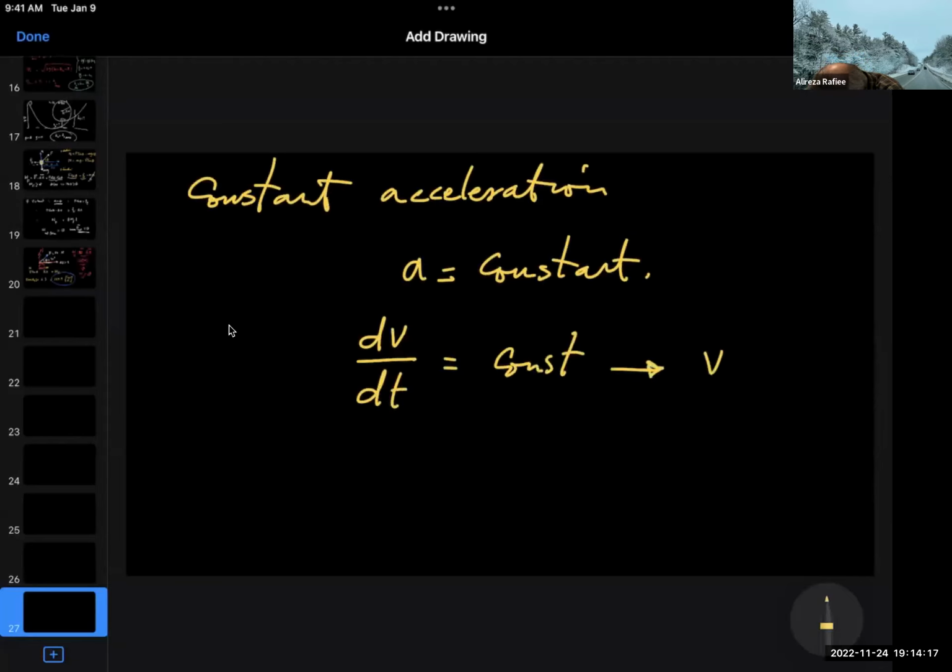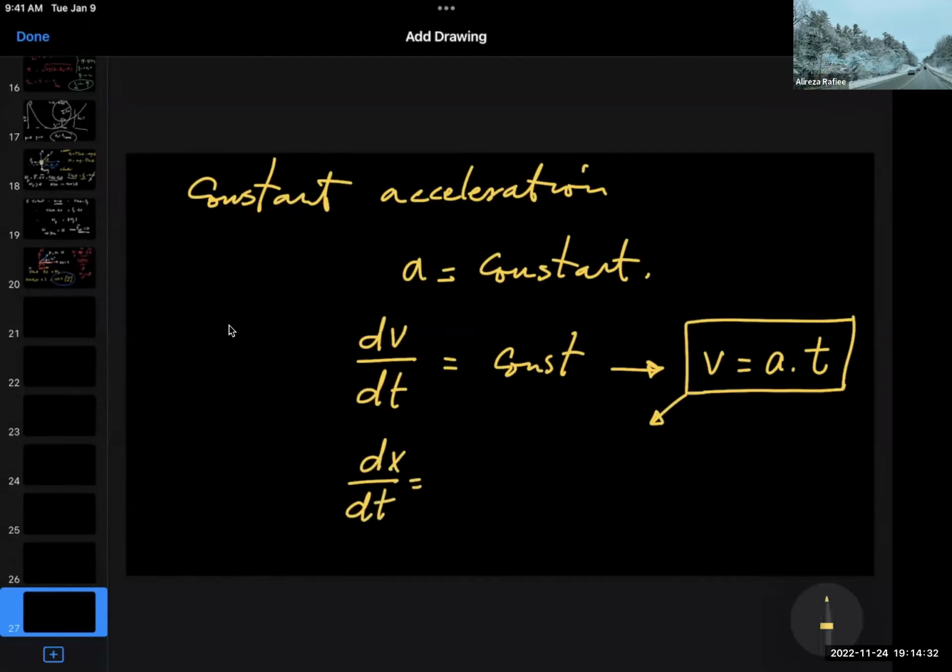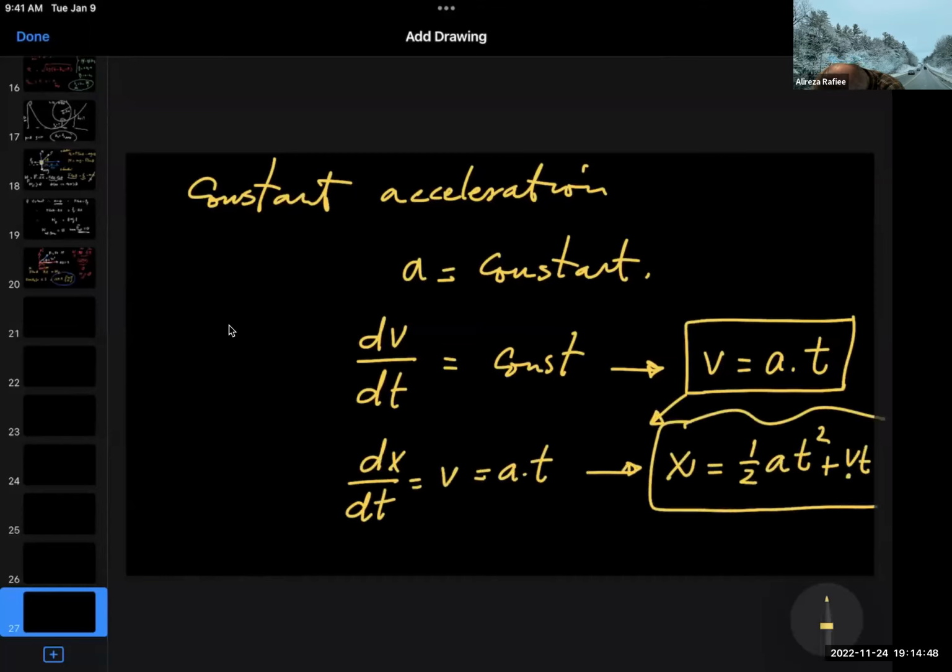That means velocity is a constant multiplied by time. So that would be technically the velocity change. And if you have the velocity change like this, dx/dt is going to be the velocity. It's going to be a times t. Solve this for x, and then x would be one half a t squared plus v0 t. So the function which shows you x as a function of time would be quadratic. x would be proportional to t to the power of 2.